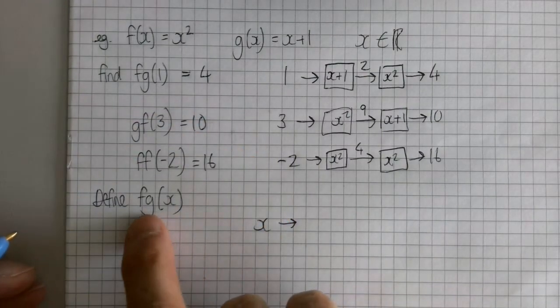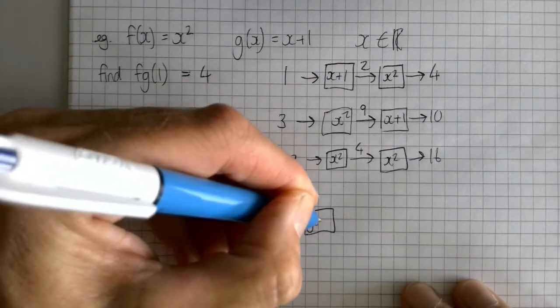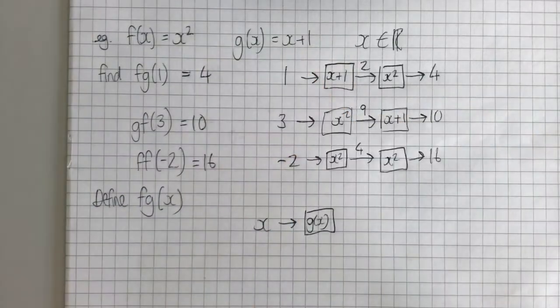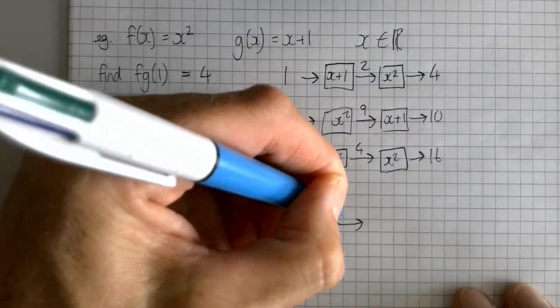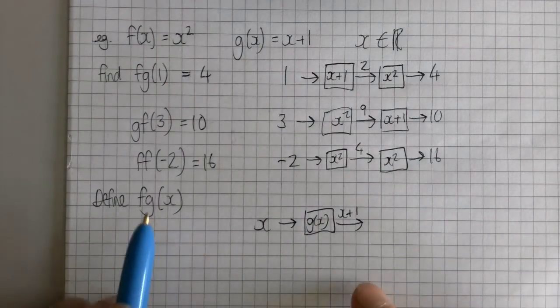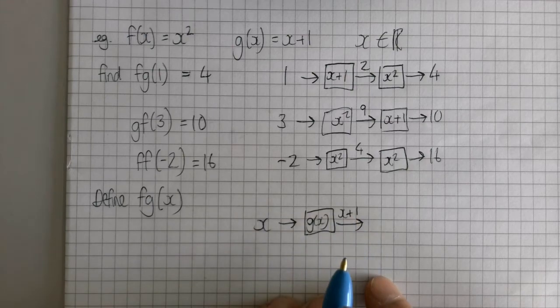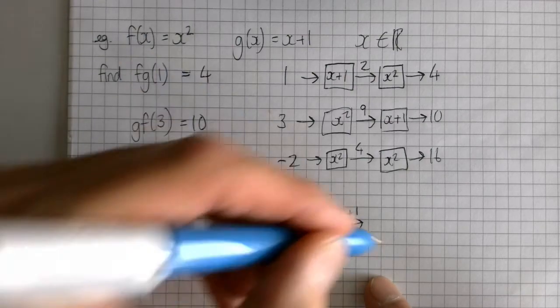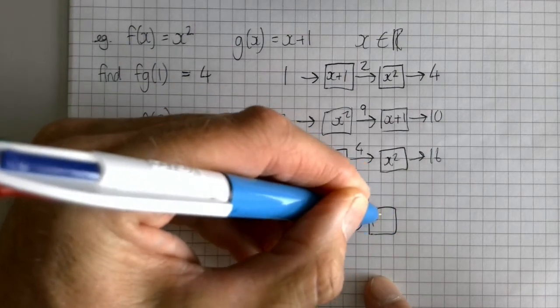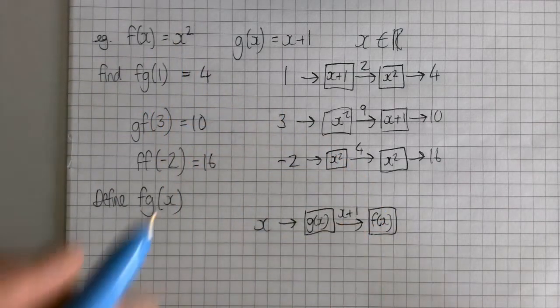So I'm going into g first. What g does is it adds 1, so what pops out is x plus 1. And this is the key thing. I then go into f, and that thing there is the x that goes into f. So f is taking what number you put in and squaring it, so it's going to be that squared.